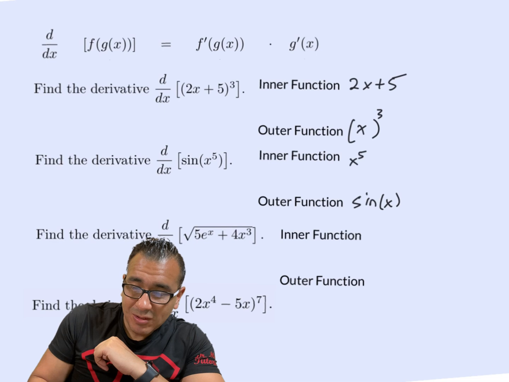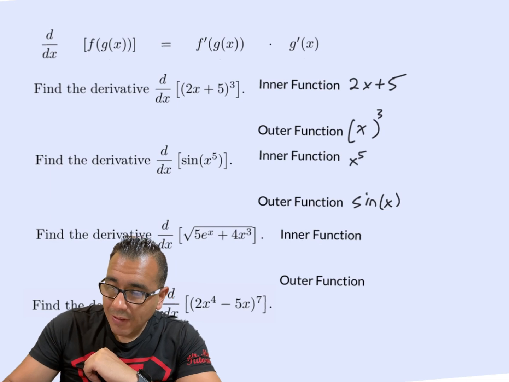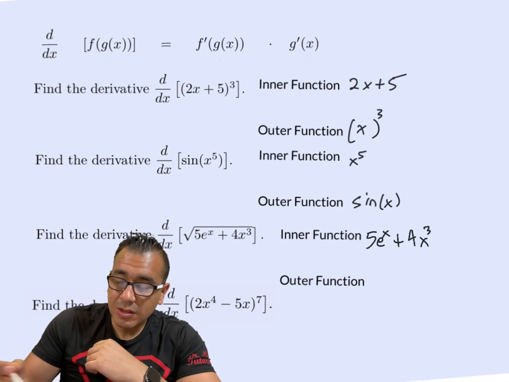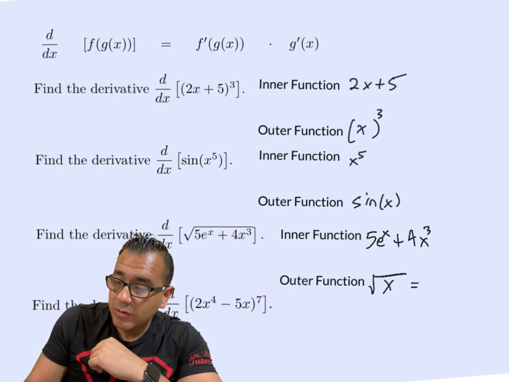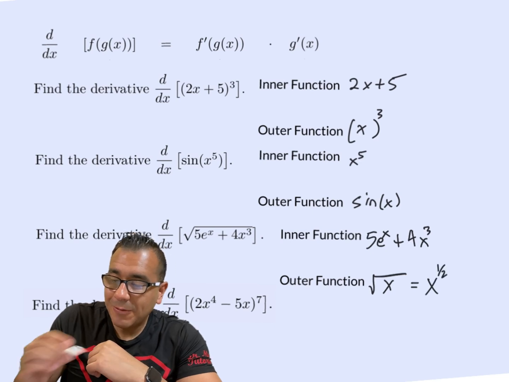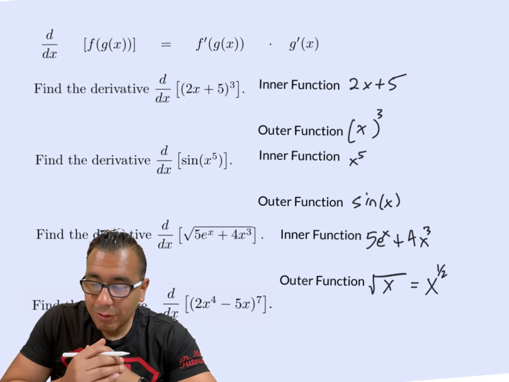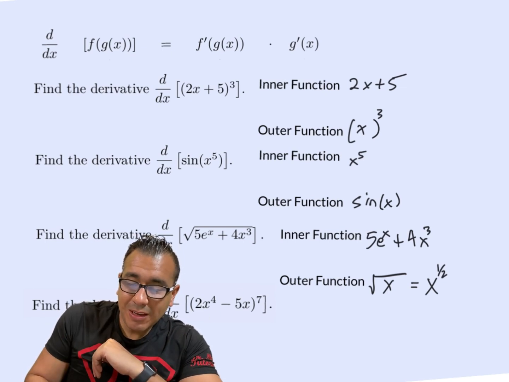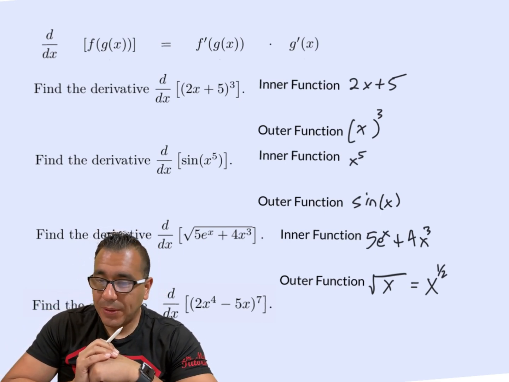In this one, the inner function is 5e to the x power plus 4x cubed. Our outer function is the square root of x, and just a reminder, you can rewrite the square root as x to the 1/2. Rewriting a lot of these radicals is going to be very helpful. For this one, we want you to identify the inner function and the outer function and comment down below what your answers are, so we can check our work as a community.